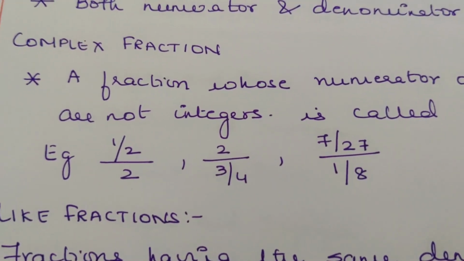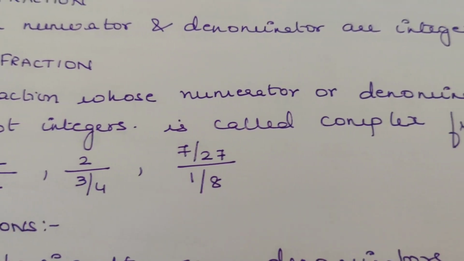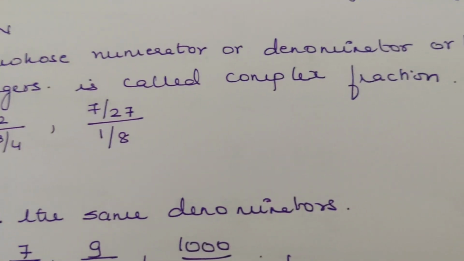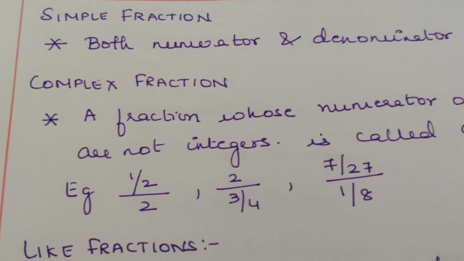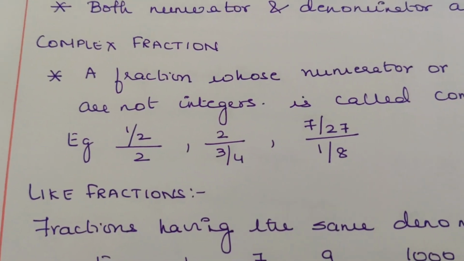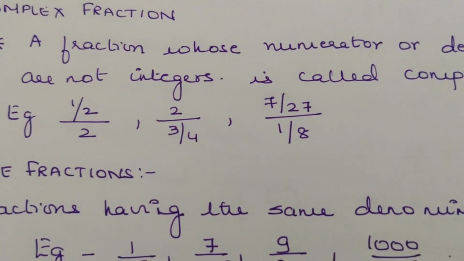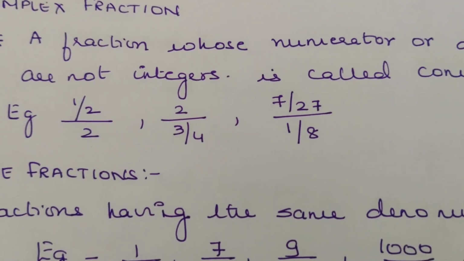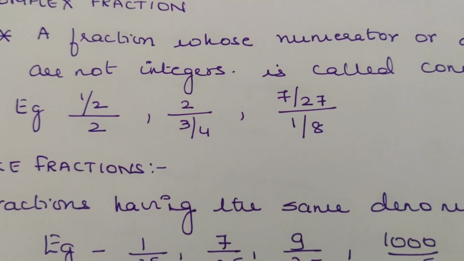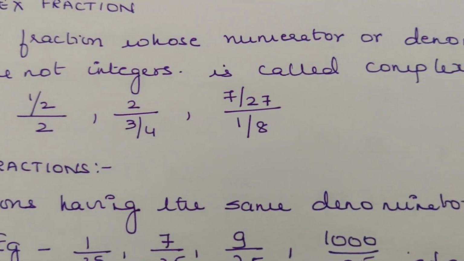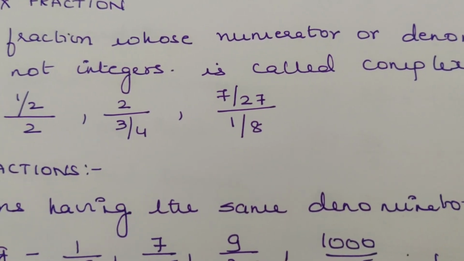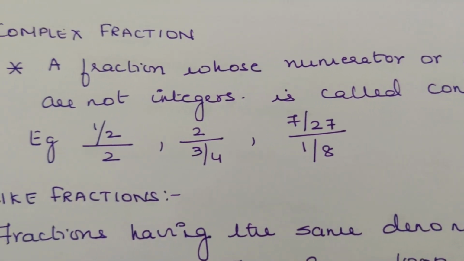And then we have complex fraction. What is a complex fraction? A fraction whose numerator or denominator or both are not integers is called a complex fraction. For example, 1 by 2 by 2, your numerator is a fraction, therefore it's a complex fraction. 2 by 3 by 4, your 3 by 4 is the denominator, which is a fraction, therefore it's a complex fraction. The next example, 7 by 2 by 1 by 8, both the numerator and the denominator are fractions, and this is a complex fraction.